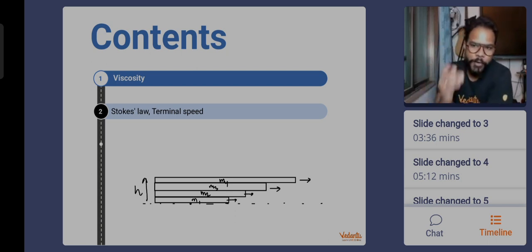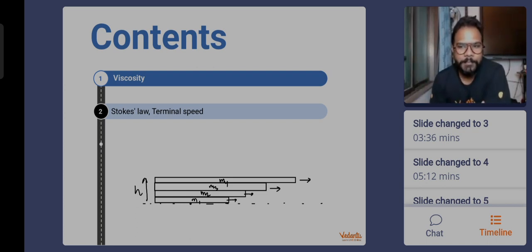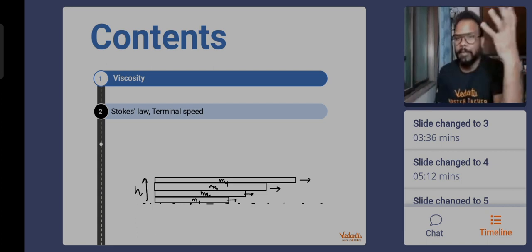Because as you go down, the weight of the upper blocks will increase the friction and it will become very difficult to make the bottommost layer move. Getting it, everyone? It will become very difficult for the bottommost layer to travel because it has carried so much weight above it that the friction is also increasing. Right? So this is the basic way of visualizing this thing.